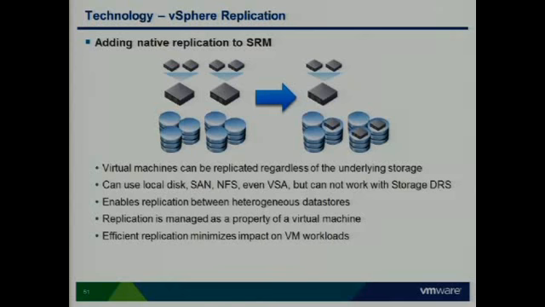So it enables replication between heterogeneous data stores and is managed as a property of the virtual machine. It also introduces efficient replication that minimizes the impact to the performance of the VM that's being replicated. Quick blurb in there. Great use case for branch office environments. Anybody have branch offices? Okay, this is how you back them up. You could get an ESX host out there with no shared storage, or even using our virtual storage appliance, replicate back up to the home office, and you have basically disaster recovery for that branch office.